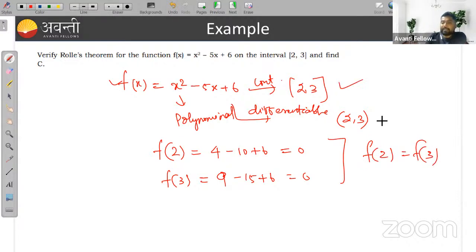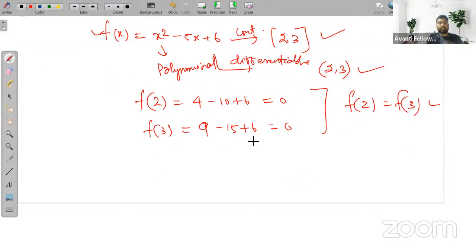That means this condition is also satisfied, all three are satisfied. So we can apply Rolle's theorem here. Now we have to find the value of c. How can we find the value of c? We know that when these three conditions are satisfied, we can say f dash of c is equal to 0.